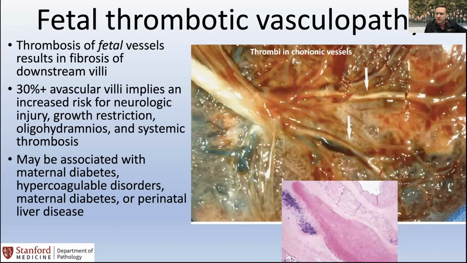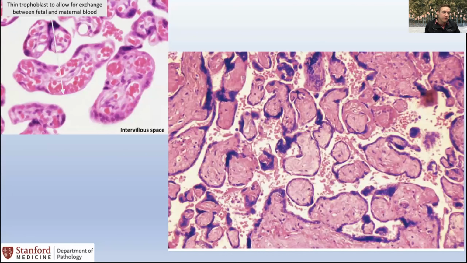And again, it's one of those things where we can't drill down exactly the etiology, but we do know it's associated with maternal diabetes and other hypercoagulable disorders, sometimes with certain perinatal liver diseases. The etiology is, again, sort of like a lot of things, still broad, or we're still working on ways to narrow down which etiology it is based off of our findings. And hopefully that would be something we can one day solve.